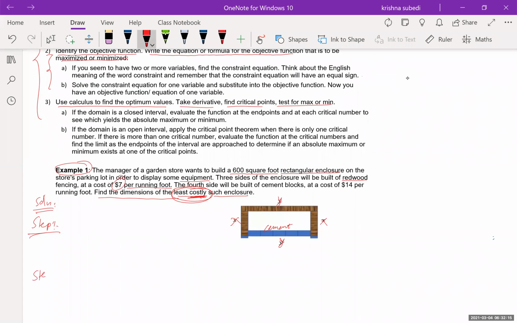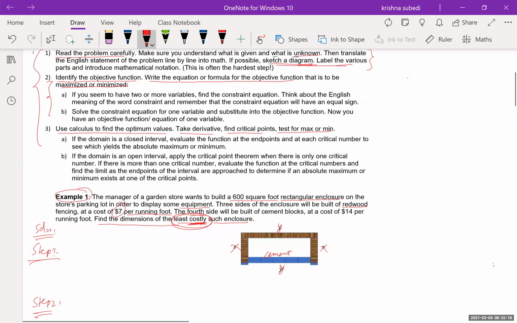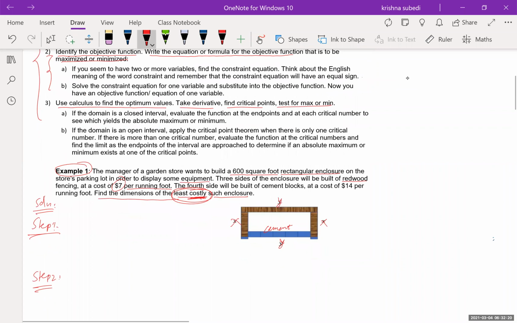Step 2, identify the objective function. Okay, let me write the given information as well. What is given here is that we want to build a 600 square foot rectangular enclosure. That means the area of the rectangle, A, which we know is X times Y, is given to be 600 square feet. So this is given, I listed that down. Step 2, write the objective function.